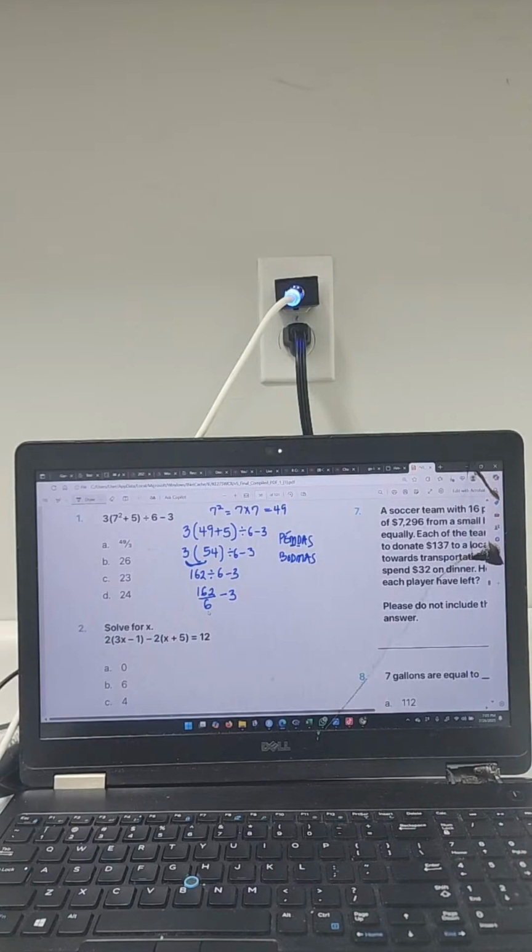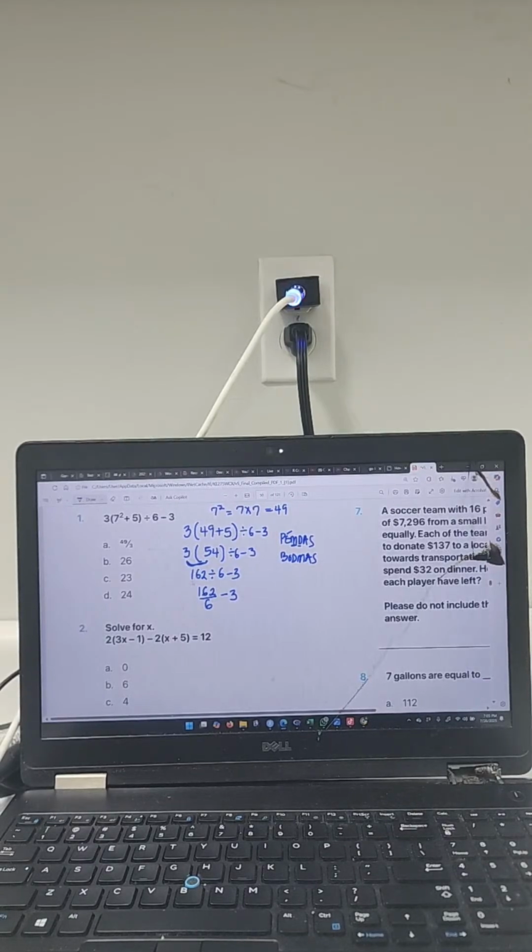So what is 162 divided by 6? 6 in 16 is going to be 2. Then we have 4, 6 in 42 is going to be 7. So we have 162 divided by 6 to be 27. So here we have 27 minus 3. Finally, you can say that the answer is 24. So the first answer is going to be option D.